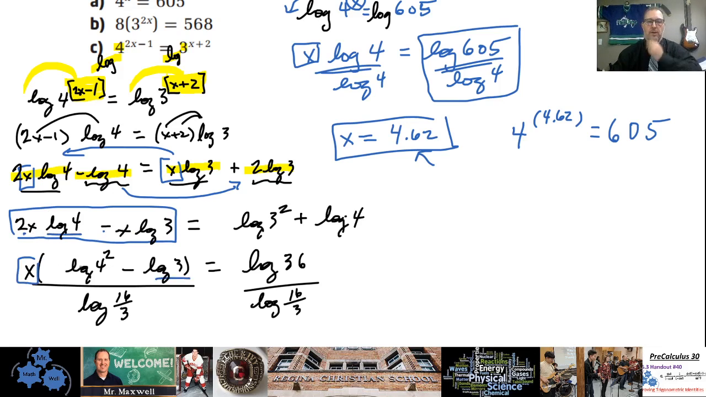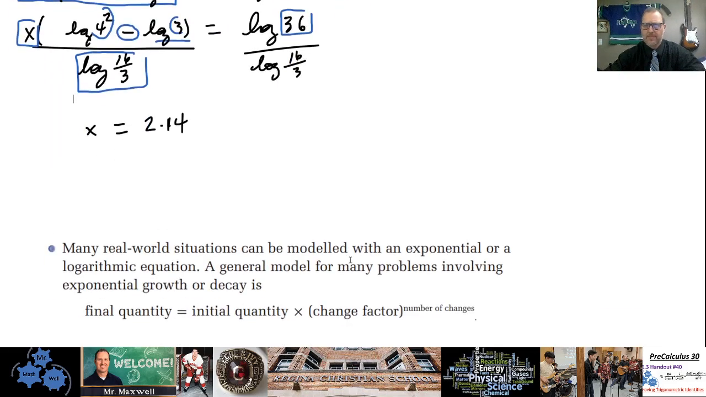Well, 2 log 4 is the same as log of 4 squared, isn't it? And here I've noticed that this is an adding of logarithms, so I can multiply 3 squared, which is 9, times 4 to give me 36. So you see, you break it down, and then you put it back together again. And I've also noticed over here that this is a subtraction. So I can rewrite this as log of 16 divided by 3, which is what I did down here. Divide both sides by that, and that is your value for x.